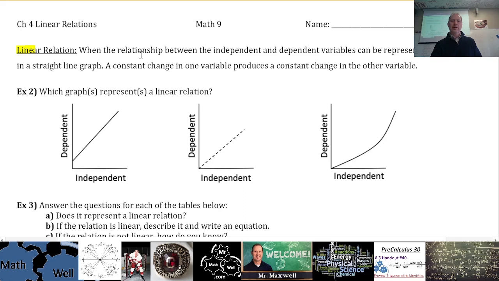Linear relation: when the relationship between the independent and dependent variables can be represented in a straight line graph. So a linear relation is a straight line graph. And this is really important. We uncovered this yesterday, but let's make it official. A constant change in one variable produces a constant change in the other variable.